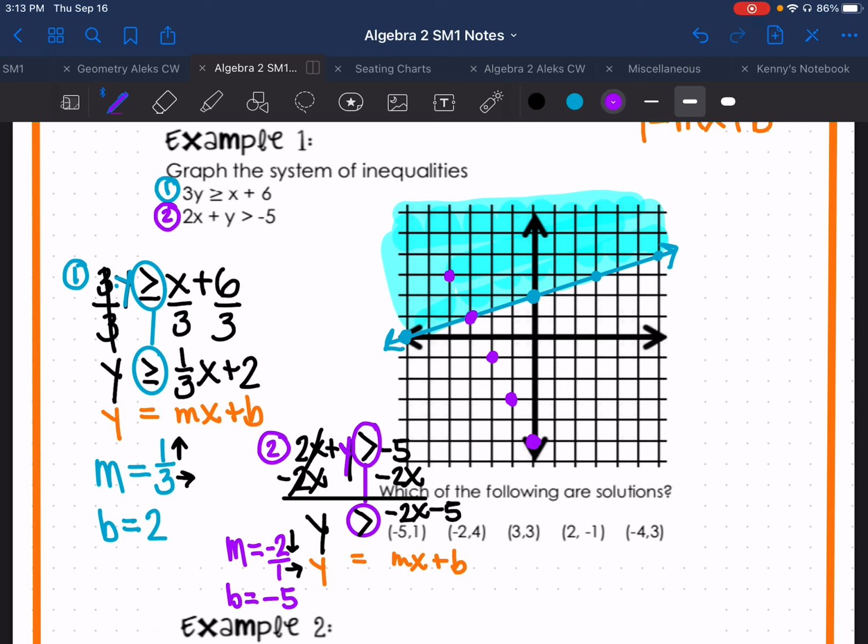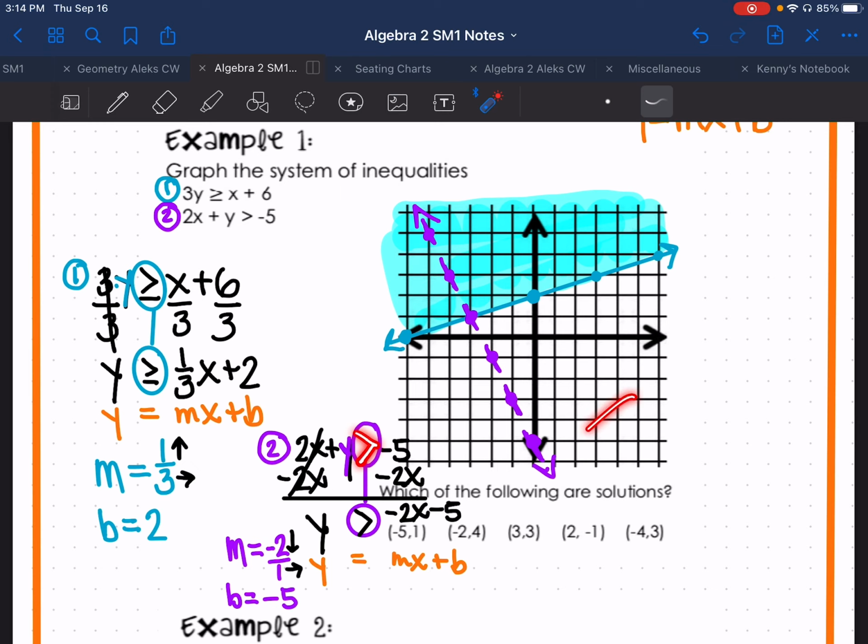Remember, we're not looking for the intersection this time, we're looking for the shading overlap. Okay, go back and look at your sign. Does it have a bar? No, so it has to be a dotted line, a dashed line. I like to put one little line through each one of the points. I need to see space so that I don't count it as graphed incorrectly. This symbol is greater than, so I'm going to shade above.